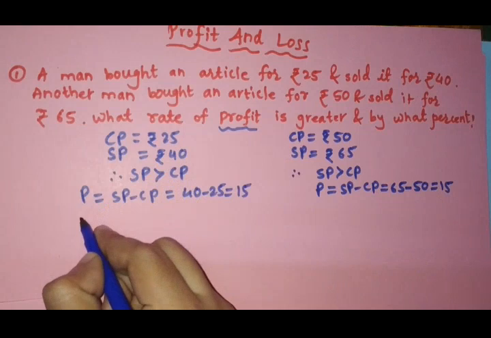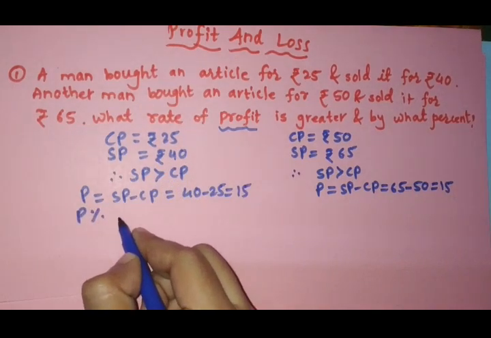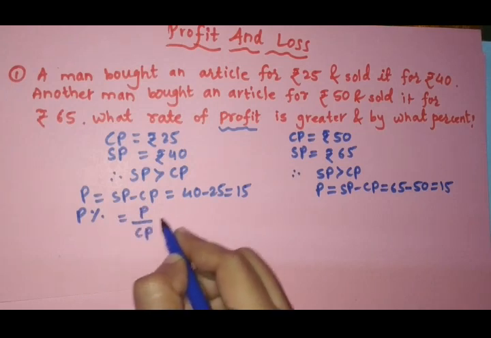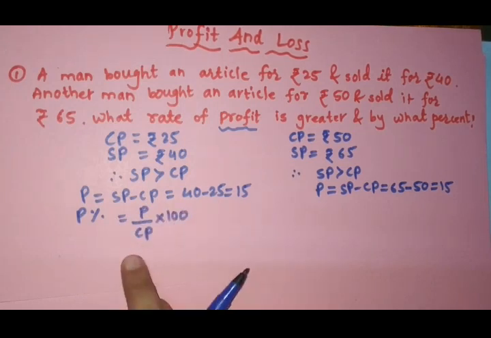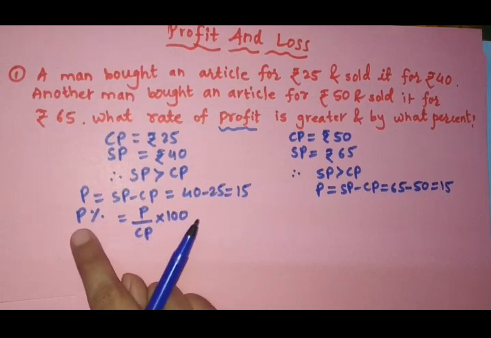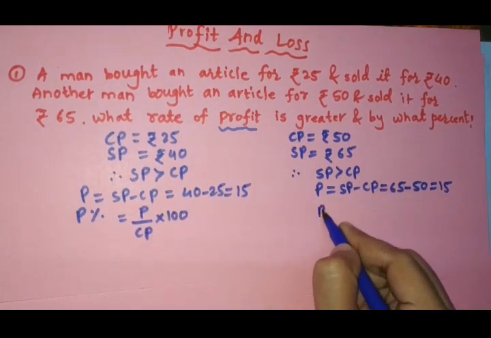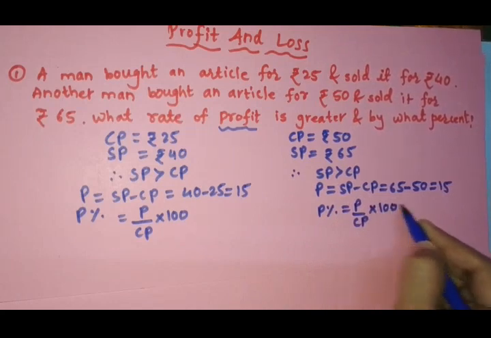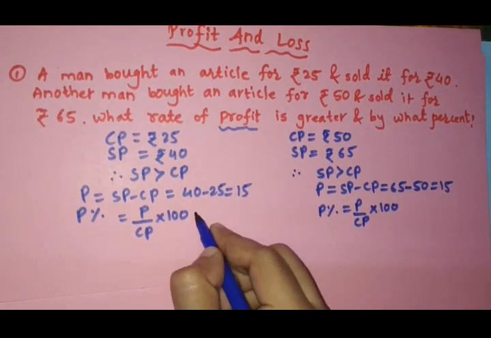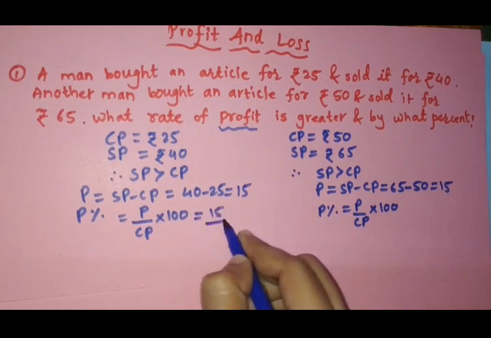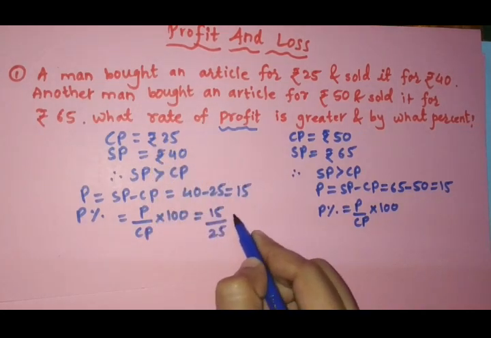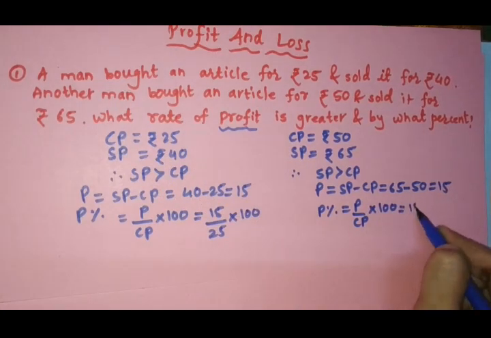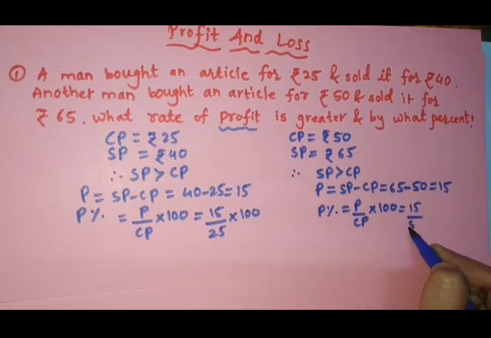Now we'll go for the profit percent or gain percent, which has the formula profit upon cost price into 100. Always remember we will take out the profit percent over CP. Here also we'll take it over CP. Now after putting values, here profit is 15 and cost price is 25. And here profit is 15 and its cost price is 50.